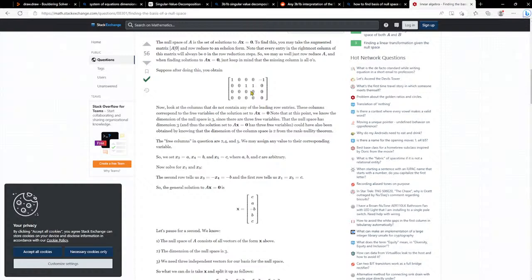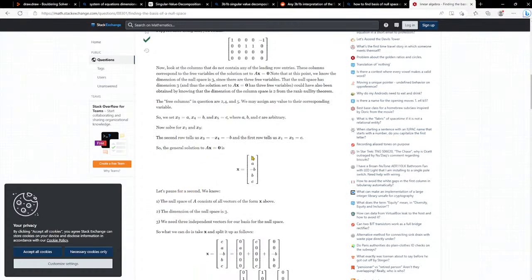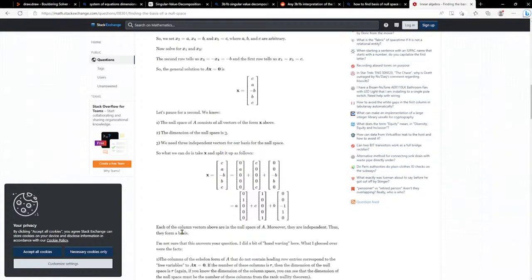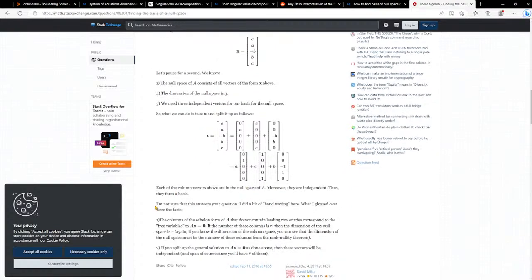Wait, what? The second row tells us x3 equals minus x. Oh yeah, because their sum is equal to 0. So the general solution is that, whatever, fine. The null space of A consists of all vectors of the form x above. The dimension of the null space is 3. We need 3 independent vectors. So what we can do is take x and split it up as follows. Yeah, all the a's, all the c's, all the b's. Each of the column vectors above is in the null space of A, and moreover, their independence means they form a basis.